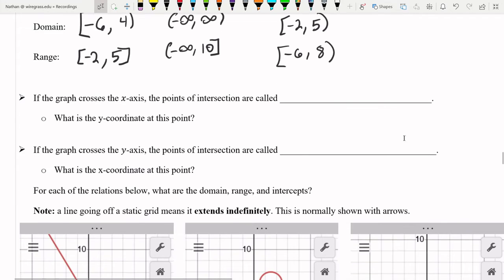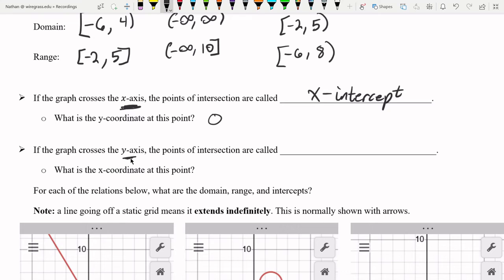All right. Now, we've talked about domain and range, but we have not talked about intersections. And if a graph crosses the x-axis, the point of intersection is called the x-intercept. The y-coordinate at the x-intercept, well, if it crosses the x-axis there, then that means the y-coordinate at this point must be 0. Because on the x-axis, all of the y values for every ordered pair that's on the x-axis, all the y values are 0.